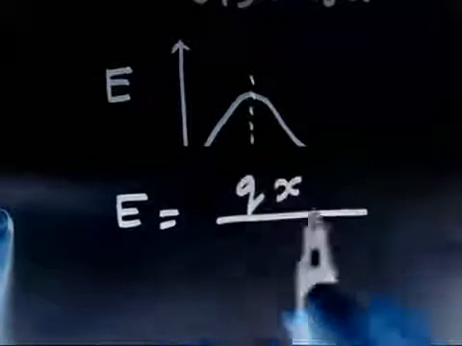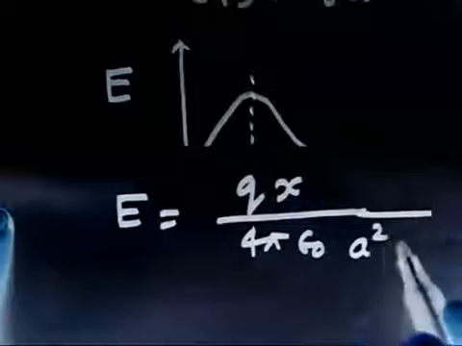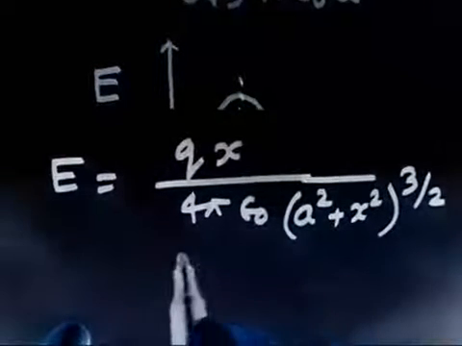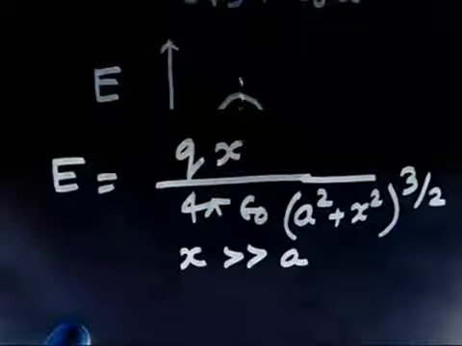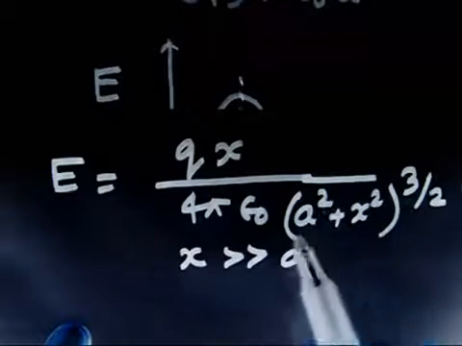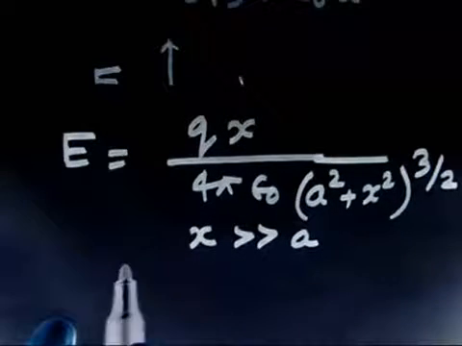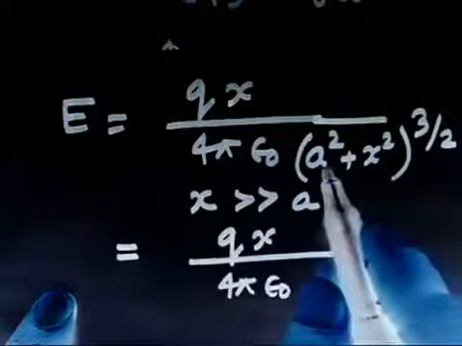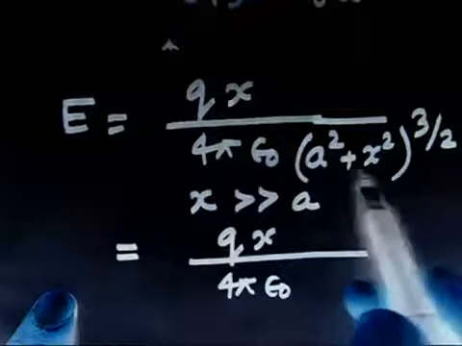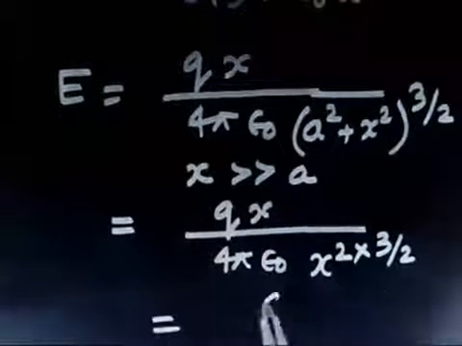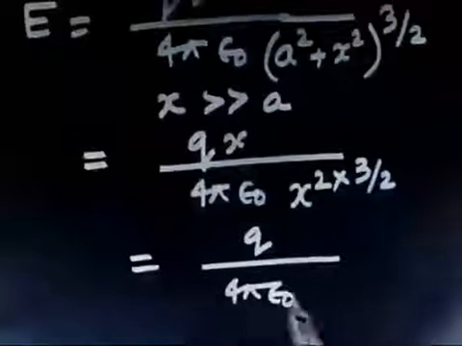Basically if you want you can check this result. So the result is qx by 4 pi epsilon naught into a square plus x square raised to the power 3 by 2. You can verify this result for the limiting case, that is x much greater than a, that is very far away from the ring. If x is much greater than a, in that case I cannot add this a square with respect to x square. So I can write electric field will be qx divided by 4 pi epsilon naught, and the denominator is simply x square raised to the power 3 by 2, because x is much greater and there is no meaning to add. So this is x cube, so x will be cancelled, and we will have q by 4 pi epsilon naught x square.